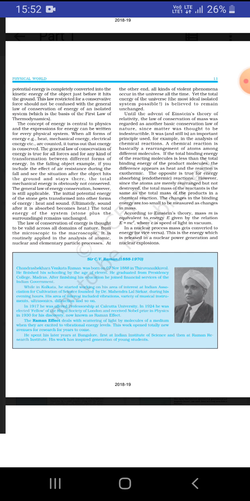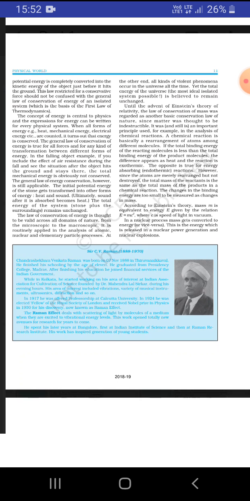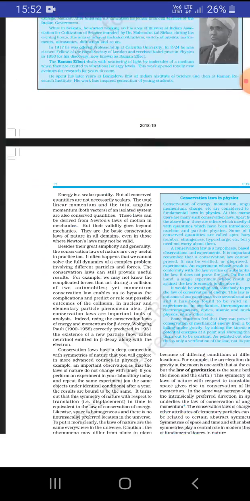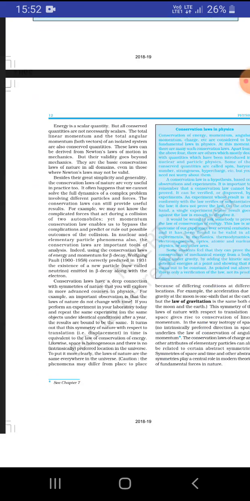Keep this expression in your mind. This is like general knowledge, and I can ask it in your exam. Also, this energy is released in nuclear power generation and nuclear explosions, and we use it and conserve it.